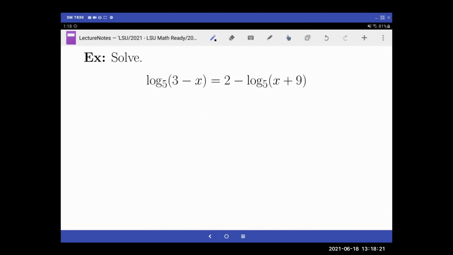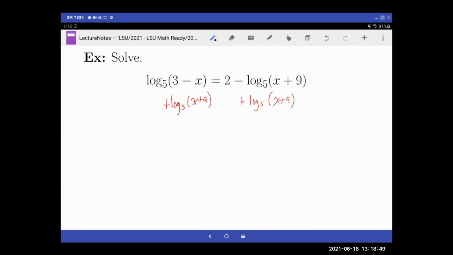Okay, here's the last problem here. We're going to finish this section early. Log base 5 of 3 minus x equals 2 minus log base 5 of x plus 9. I want to work this out. So I want to get x by itself. So the first thing I'll do is put the two logarithms on the left side by themselves. I'm going to add this log base 5 of x plus 9 to both sides.